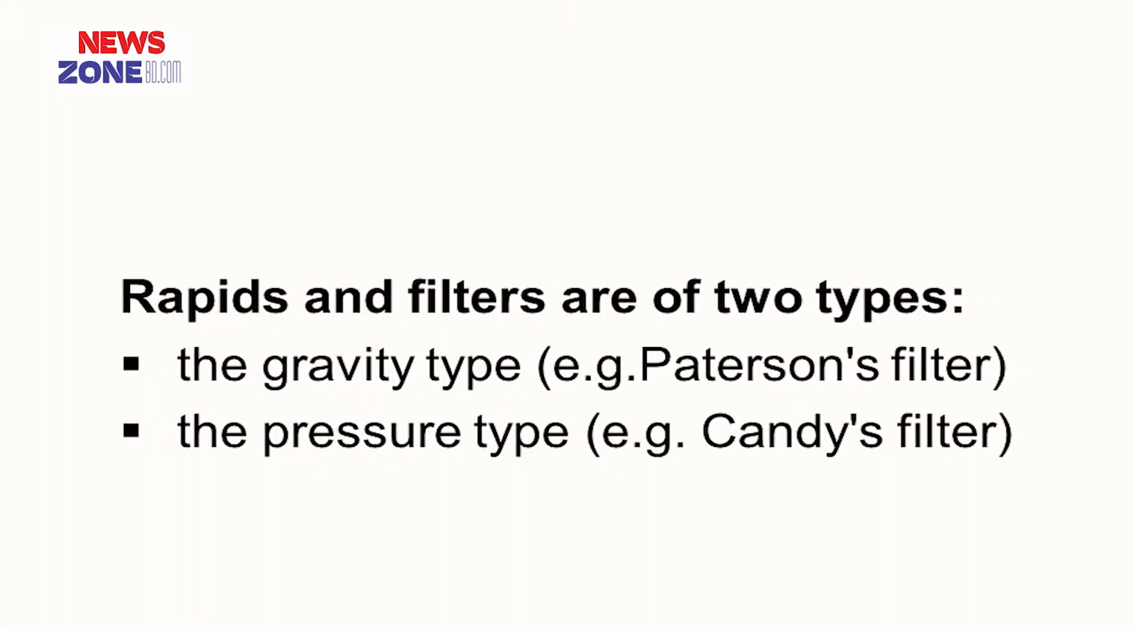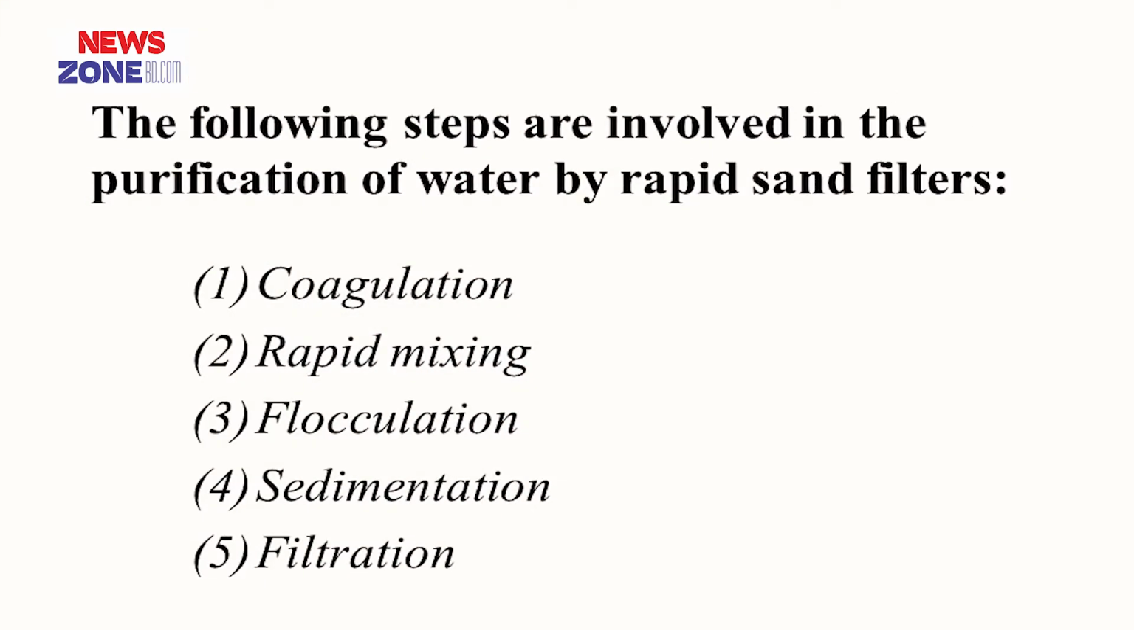Today we discuss rapid sand filters. Rapid sand filters are of two types: one, gravity type or Paterson's filter, and the other, pressure type, also known as Candy's filter. Both types are in use. The following steps are involved in the purification of water by rapid sand filter.